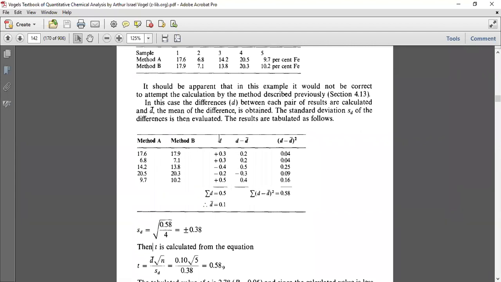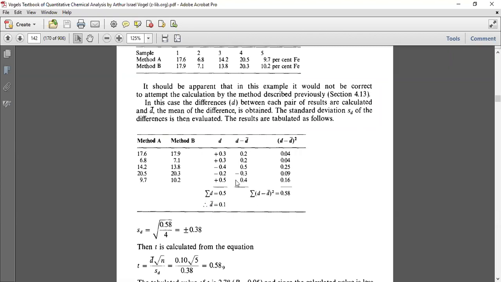Now look here. After calculating this difference, they have added the summation of D, which is equal to 0.5, and D bar is what? 0.5 divided by the number of observations, 1, 2, 3, 4, 5. So 0.5 divided by 5 is equal to 0.1. So this is D bar.